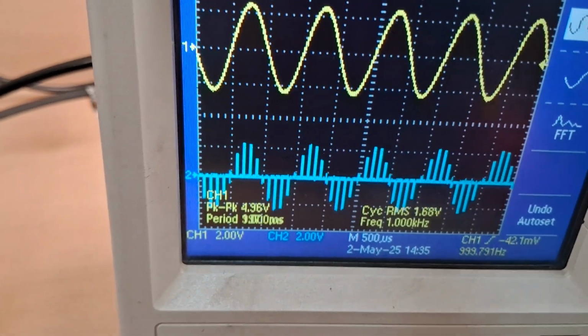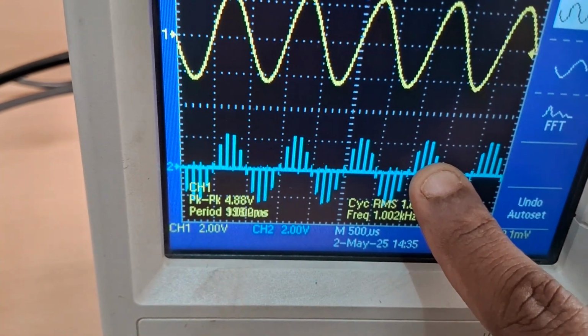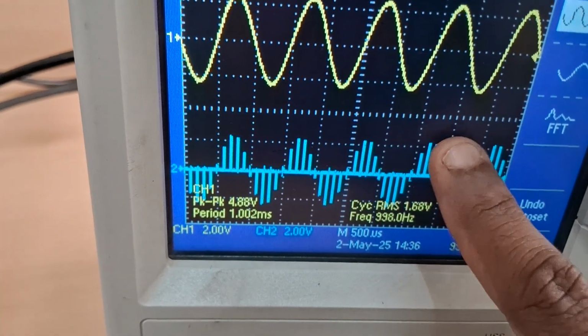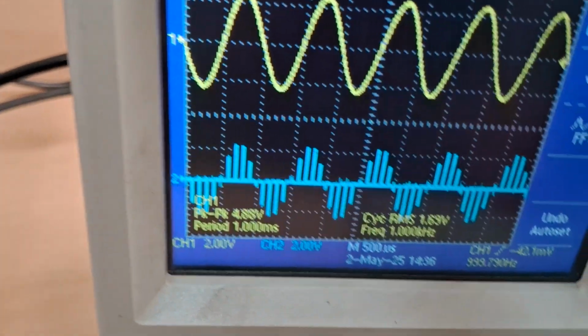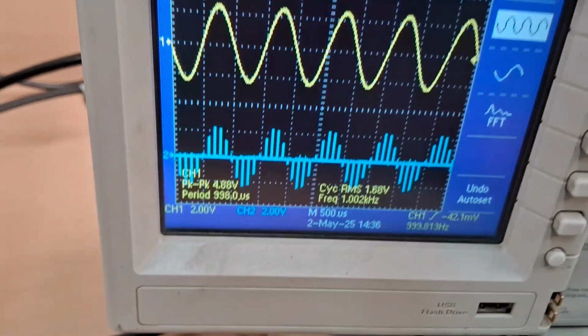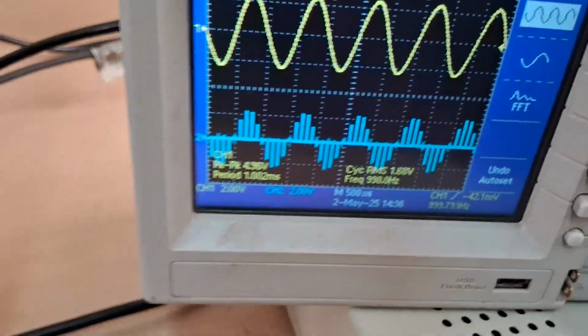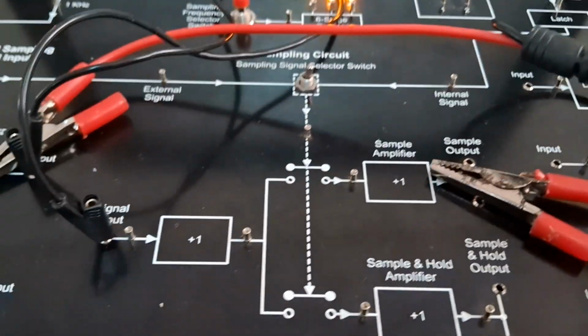What you need to measure is the peak to peak value of the sampled output. You can note down the peak positive and the peak negative output. So this is your sampled output. Now we are going to go for the reconstruction part.